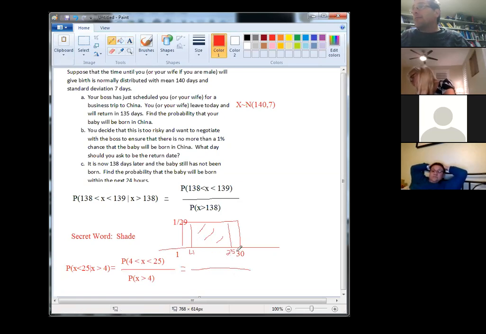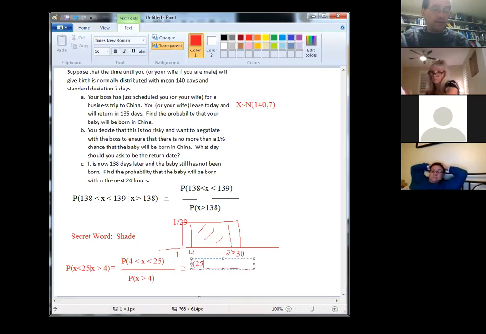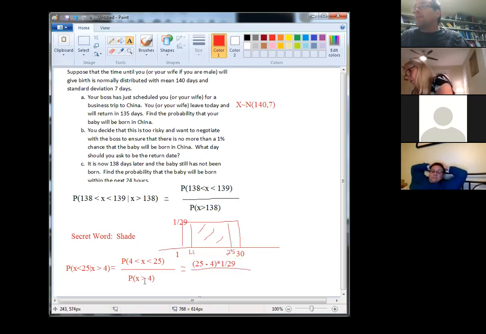And that is going to be 25 minus 4 is the base. Is that clear? And the height is 1 over 29. Right. Okay. Now for the probability that x is greater than 4, that is going to be everything to the right of 4. So that is going to be this part of the rectangle.